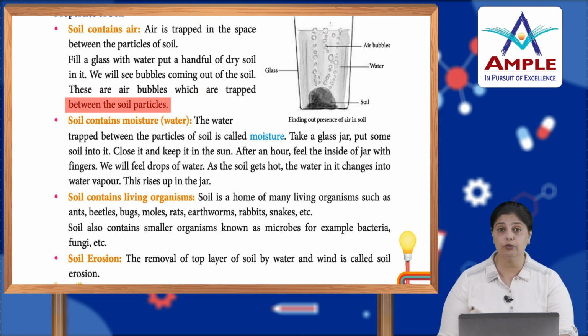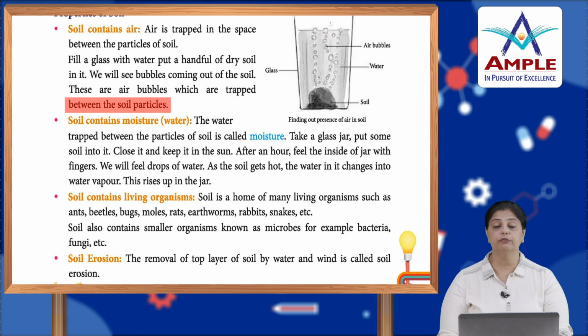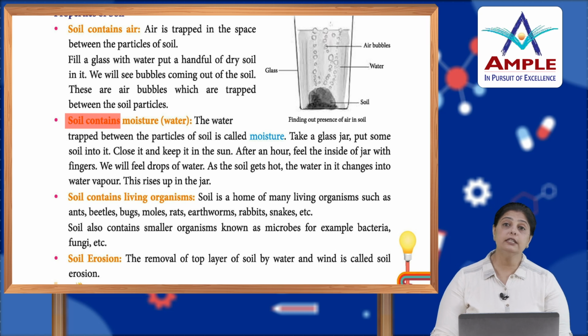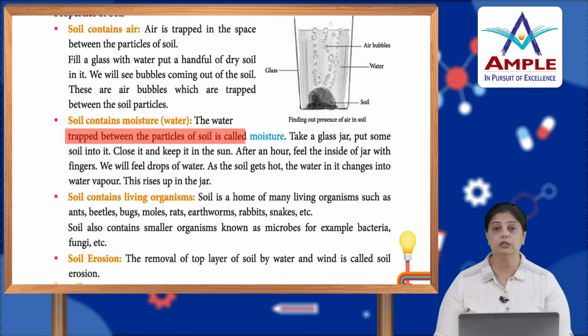When you fill the glass with water and then add dry soil to it, you will see bubbles coming up. Now, these bubbles are nothing but the air that was trapped in between the soil particles. Then, soil contains moisture, or water. The water trapped between the particles of soil is called moisture. So, moisture means the water that is inside the particles of the soil.